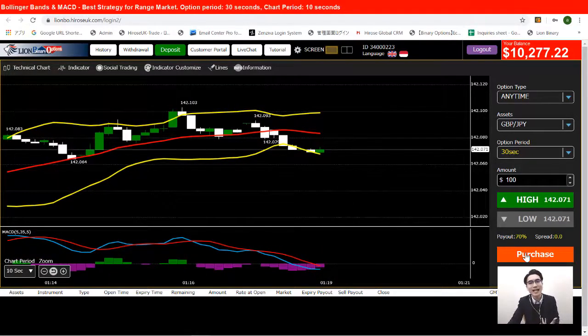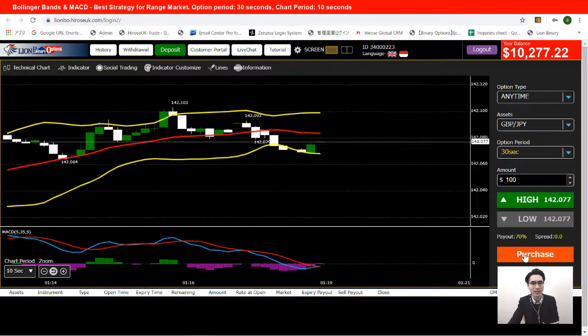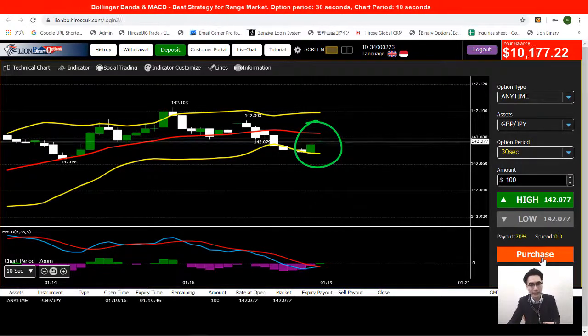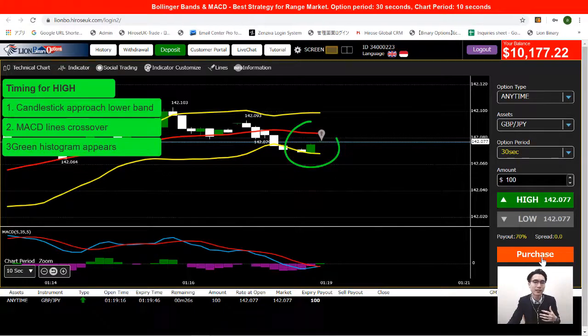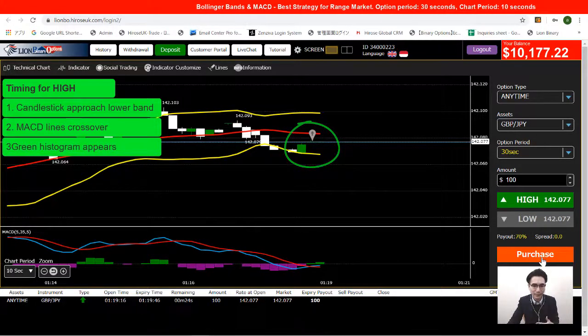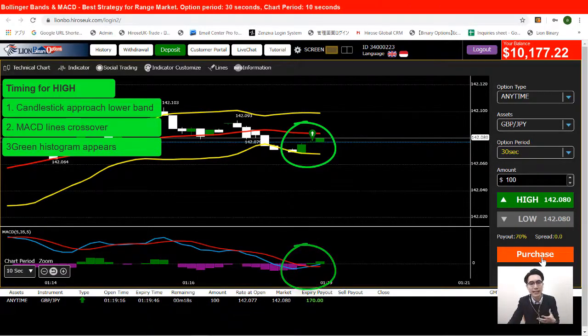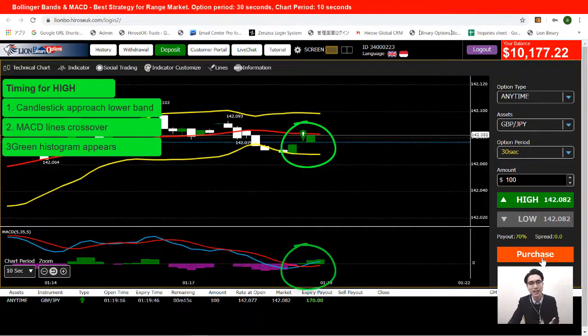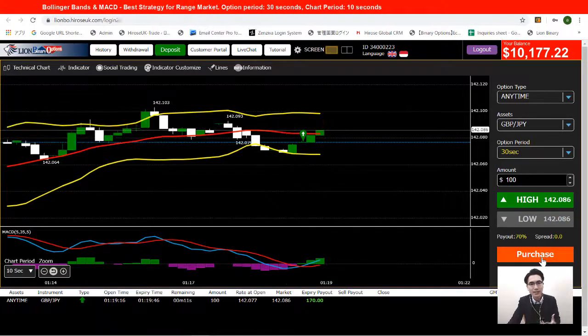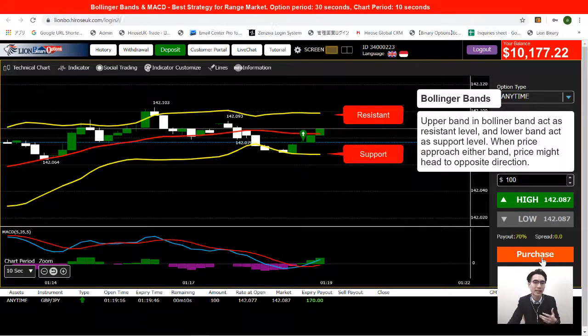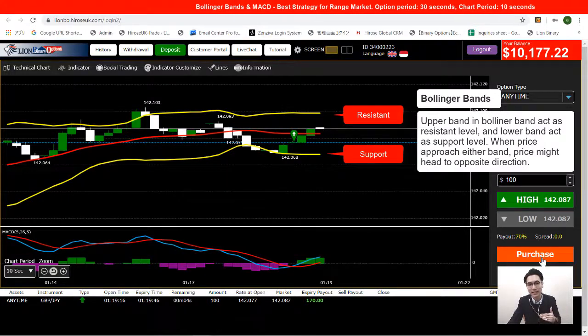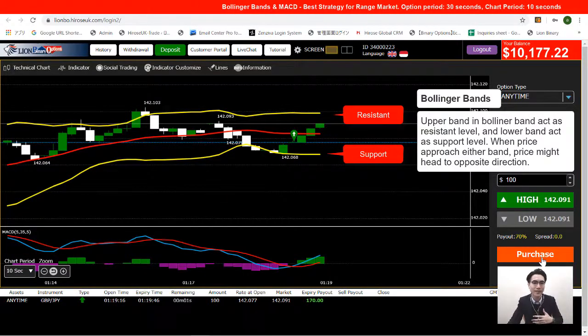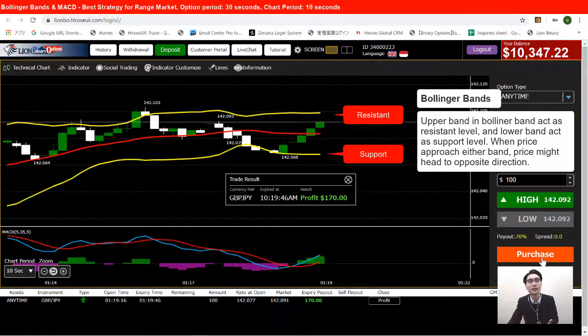Now I'm looking at another range market. I will place a trade here, then I will explain it more. Okay, I placed a high. Now you see the candlestick approached the lower band, and I move on to the MACD. The MACD crossed over and gives me a green histogram, and that's why I opened a high option there. So now you see the upper band and lower band actually act as resistance and support, with resistance on top and support at the bottom. When the price touches these two levels, it bounces back up and down. That's how the Bollinger Band works.